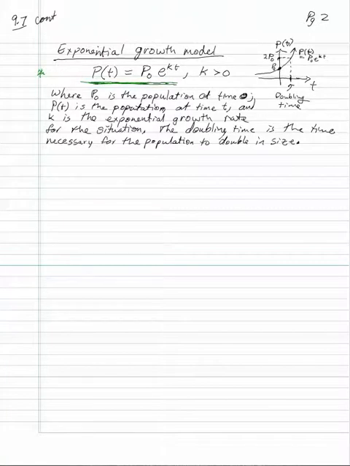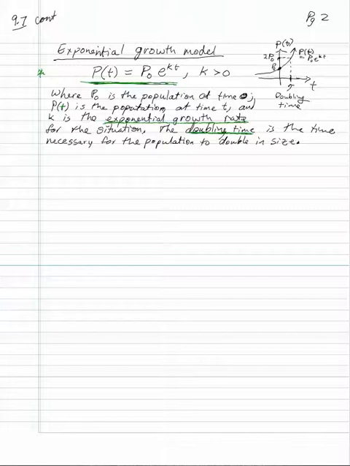Now, if we're talking about populations, P sub 0 stands for population at time 0. P of t is the actual population at a given time, t. K is the exponential growth rate. So if population is growing at a rate of 5% per year, that would be 0.05. And then doubling time, that's a common question, is how long does it take for the population to double? That's called the doubling time, the time necessary for the population to double in size.